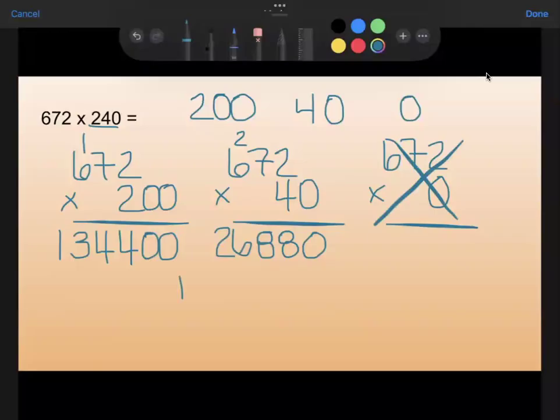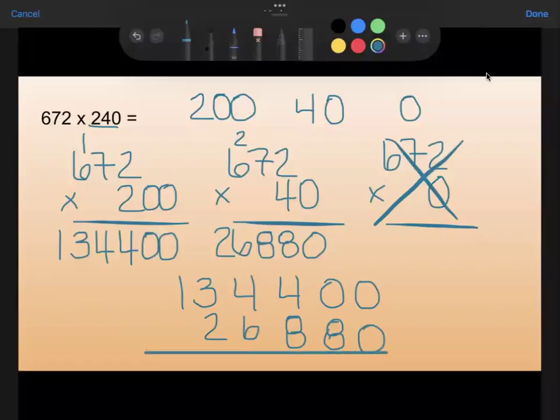So I'm going to go ahead and line them up. 1, 3, 4, 4, 0, 0. And then I'm going to put a 0 here, an 8 here, another 8, a 6, and a 2. Okay, now I'm going to add those up.